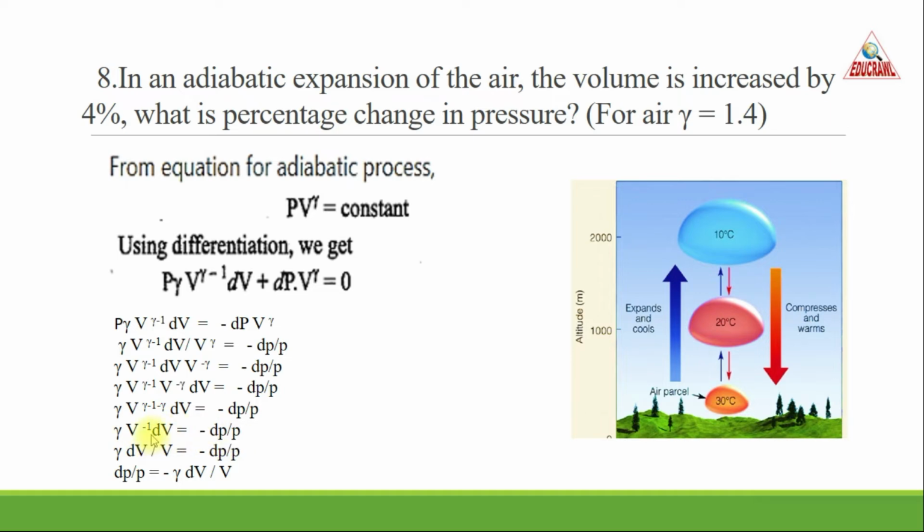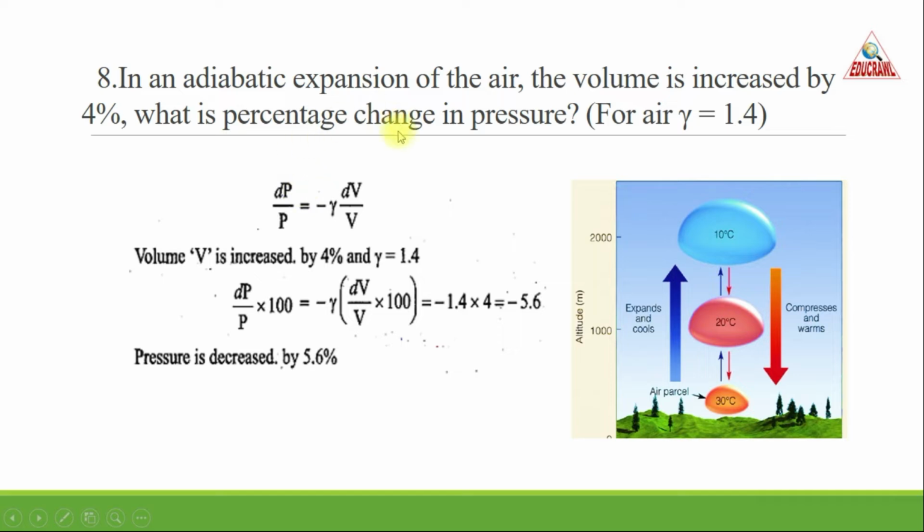V power minus 1 you can take to the denominator. So the equation becomes gamma into dV by V is equal to minus dP by P. Rearranging this equation once again you get dP by P is equal to minus gamma into dV by V. Now our aim is to find the change in pressure. So the equation for pressure we got is dP by P is equal to minus gamma into dV by V. Now V is the volume increased by 4% and gamma value is 1.4.